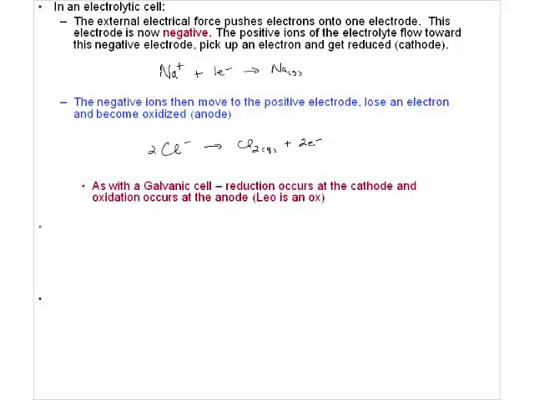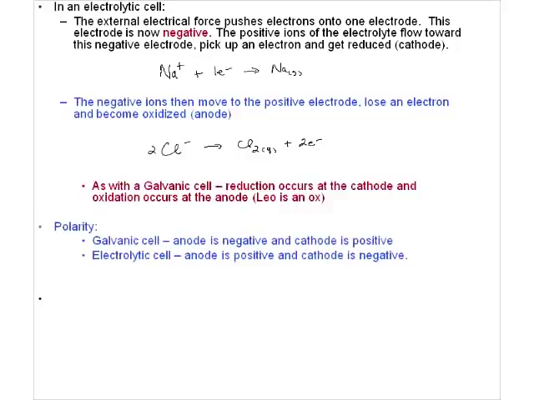And as with galvanic cells, this is true for both of them. Remember, LEO is an OX. Anywhere that oxidation occurs, that's going to be the anode. The other one where we see reduction is the cathode. The polarity now is reversed from a galvanic to an electrolytic cell, and we just explained the reason for that.